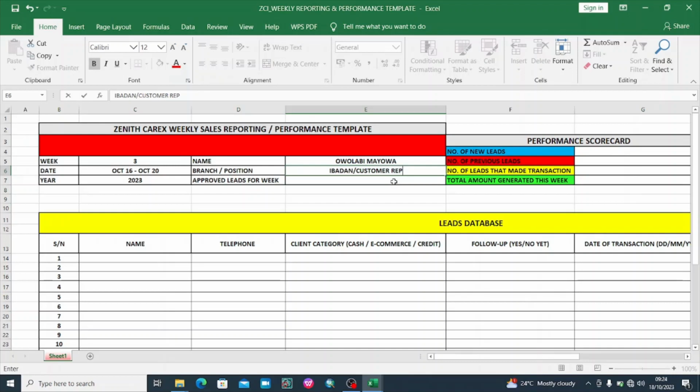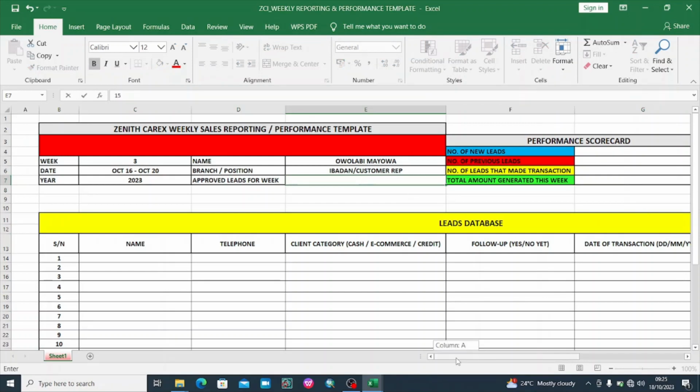Approved leads for week. In the southwest, in Ondo, Oshun, Ekiti, and Ogun State, the customer reps are approved 15 leads in a week. They are expected to get the information, collect data, and follow up on 15 potential clients, while the branch managers are expected to have 25. So for customer rep, this will be 15.